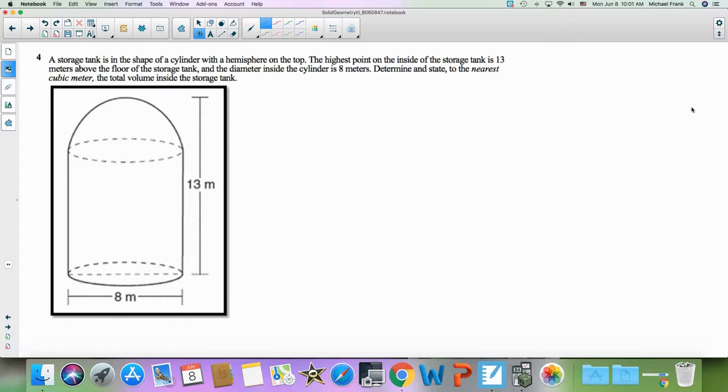Okay, I remember this problem, and I remember where it was tricky. But first, let's just take a look at what we're finding the volume of. This is a cylinder and a hemisphere. Well, let's do the cylinder.